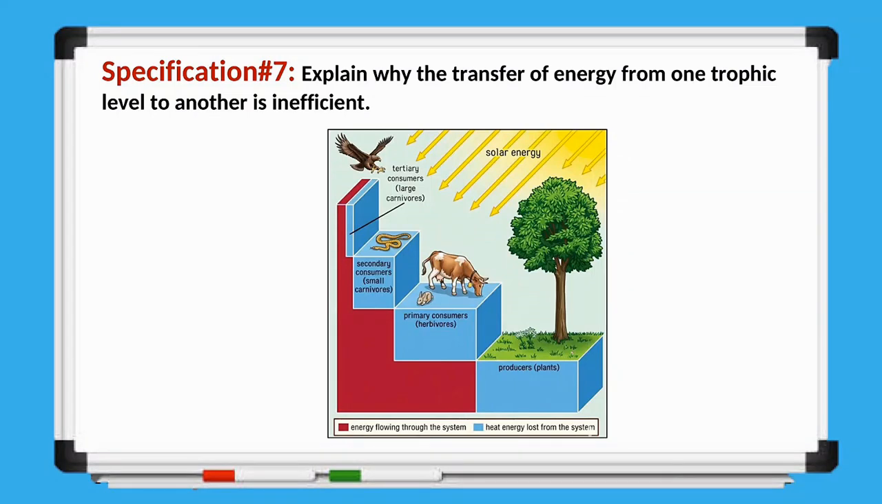Then we move on to specification number 7, which asks us to explain why the transfer of energy from one trophic level to another is inefficient. Before we understand why energy transfer is inefficient, let's first understand what trophic levels are.